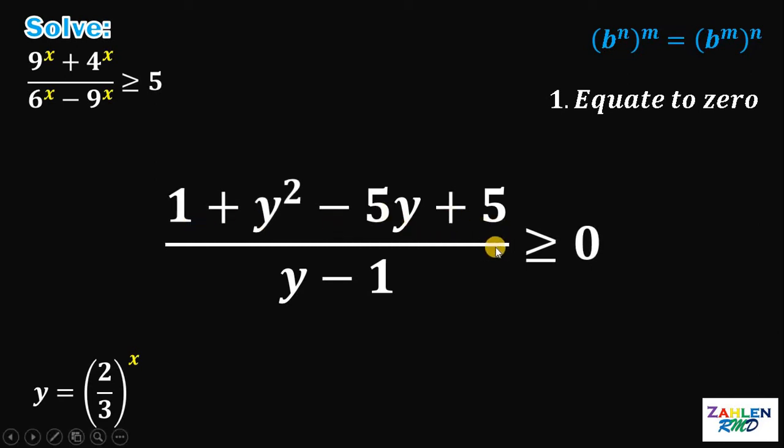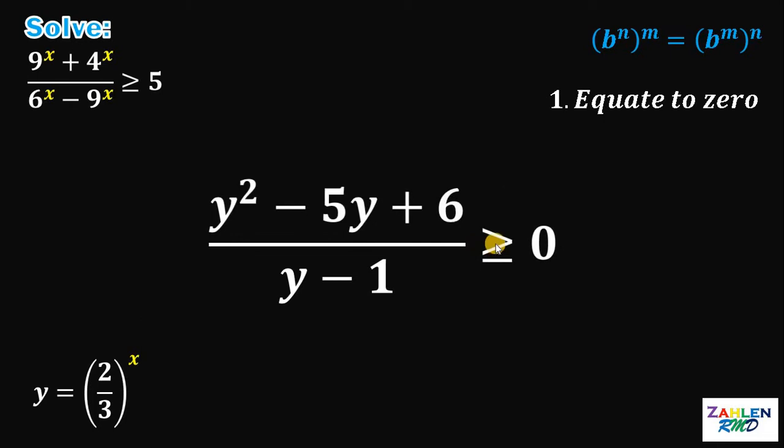Now, 1 plus 5 will give us 6. Now, let's have our second step. At this point, we're done on step number 1. Now, let's have step number 2. What we're going to do is set the numerator and denominator equal to 0 and solve.